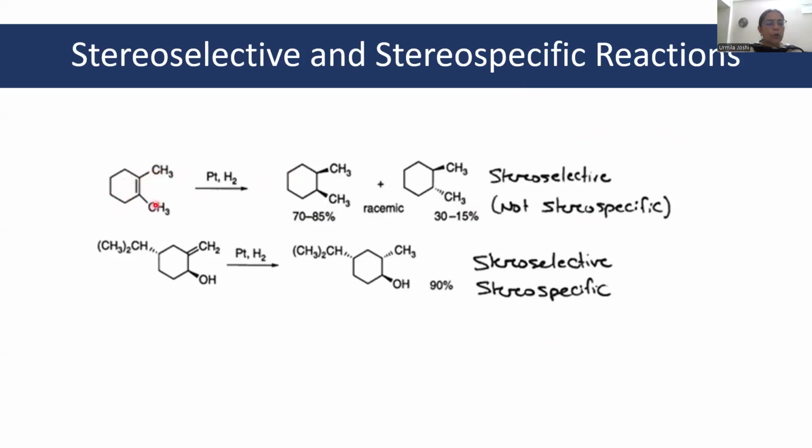When 1,2-dimethyl cyclohexene is treated with platinum and hydrogen, you get about 70 to 85% of the cis product and 30 to 15% of the trans product. Now, the reaction pathway chooses one diastereomer over the other, so it is stereoselective. But is it stereospecific? It is not stereospecific because the other starting material is not available.